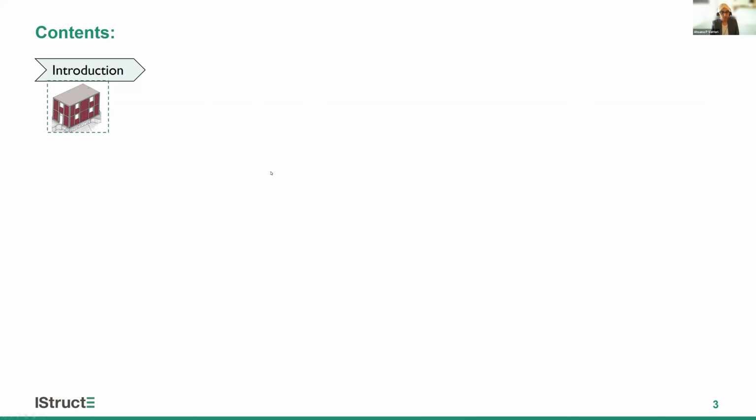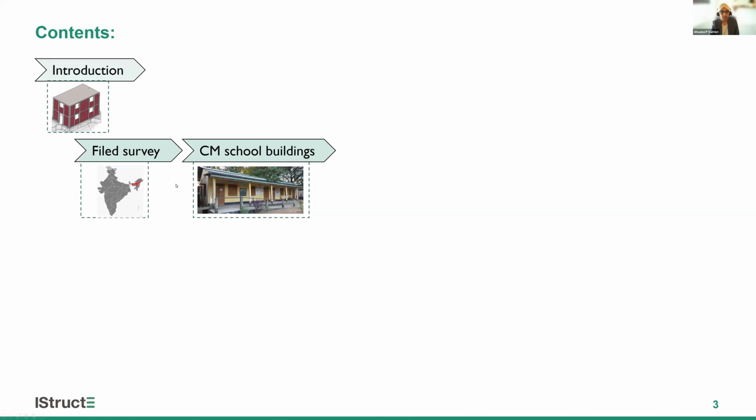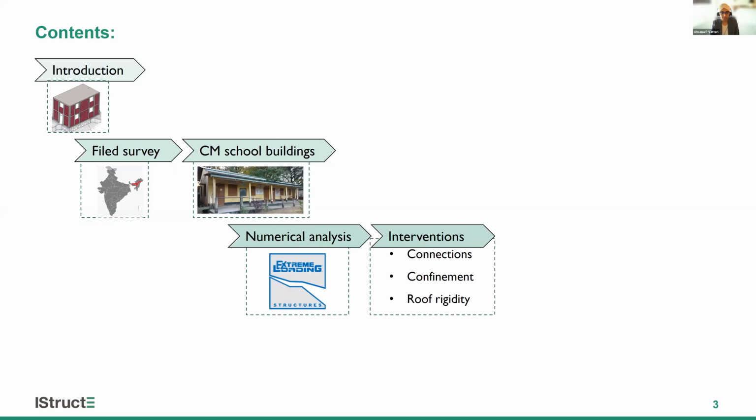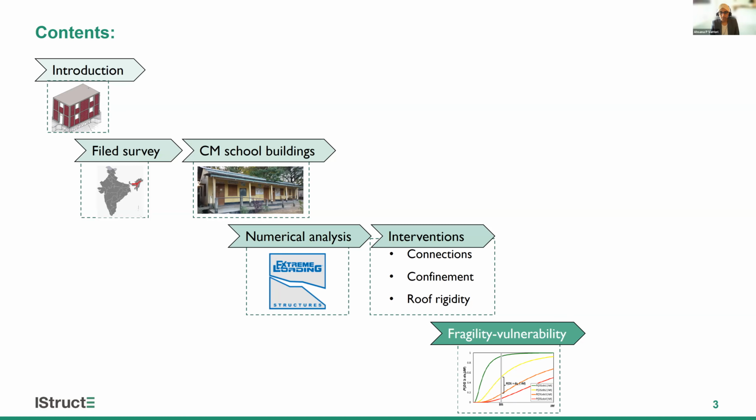We will look at what confined masonry typology is all about, followed by some details of the field survey of school buildings in India. What are the specific typical features of the school buildings? And then getting into some numerical analysis using applied element method and how the seismic performance is influenced by interventions for improving the seismic performance, followed by fragility and vulnerability assessment.